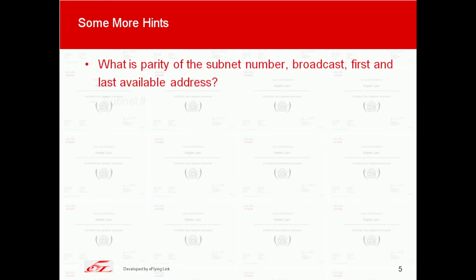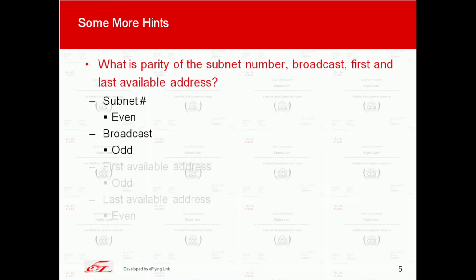Now let's see. What should be the parity of the subnet number? Even or odd? It should be even, right? Why is it? From the binary point of view, the last bit is always 0. Then it is even. Then what about the broadcast address? From the binary point of view, the last bit is 1. That means it is odd. The first and last available address is trivial. I think I don't need to explain it.